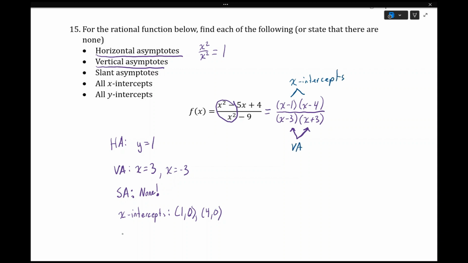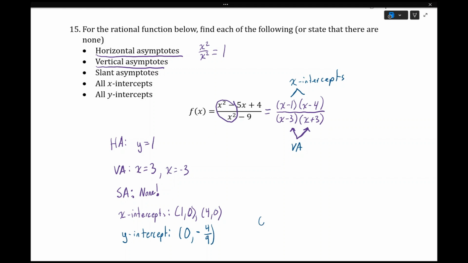And then the y-intercept is what I get when I put in 0 to the original function. And this is one of the few cases where it doesn't really matter if you use the factored or the original. I like to use the original because I know when I put 0 in for all the x's, I'm just going to get that positive 4 over negative 9, or negative 4/9.